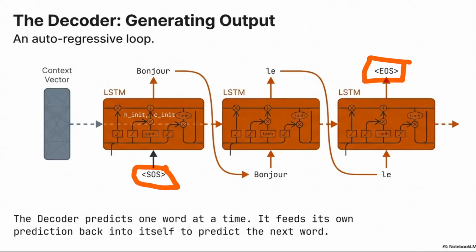So the decoder, as you said, needs an input. Since it hasn't said anything, we feed it a special token called start of sentence. The decoder runs the math using the context vector and outputs a probability distribution over all the French words. In our example, the word with the highest probability is bonjour.